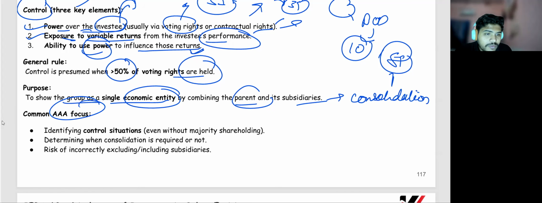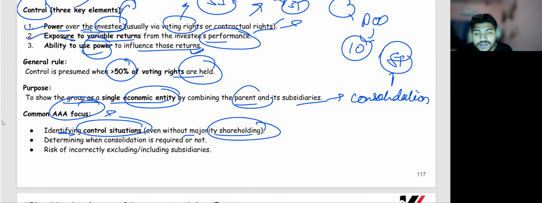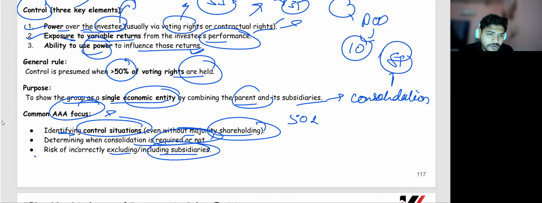The common thing that could come up in a AAA paper is that they have a confusing control situation. So you have to identify the control situation even without majority shareholding. The example I gave, less than 50%, is still a control. Also determining whether consolidation is required or not. It could be that management is doing consolidation when they should not have, for example, in an investment in an associate. There are risks of excluding or including a subsidiary. These are certain things that could come up.